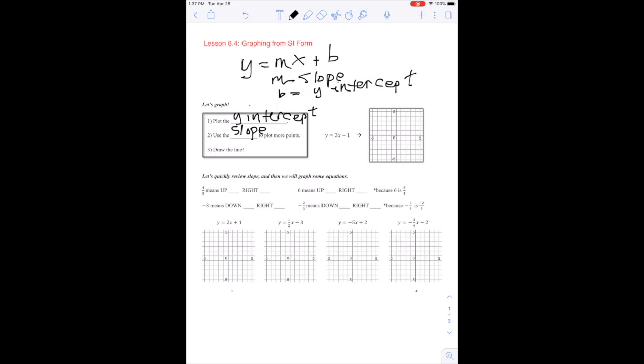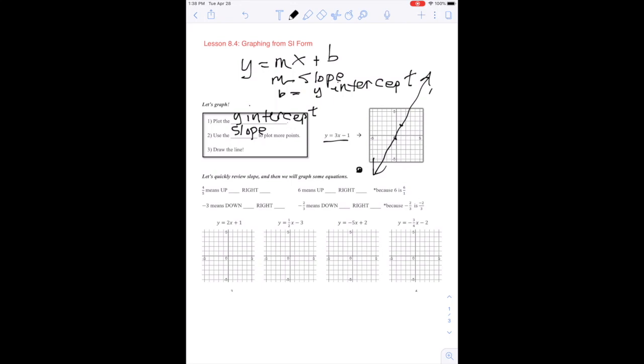So I'm going to look at this first equation. I'm going to go to -1, which is here, and then I'm going to go up 3, 1, 2, 3, and over 1 to here. And then I don't really have a good straight edge to use, so I'm going to freehand it, which I don't recommend in the future, but that's what we're going to do. I can see that my line has a positive slope because it's going from down here up to the right. So let's do a quick review of slope, and then we'll graph some of the equations.